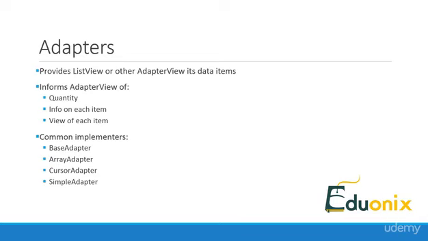Some popular classes that implement the adapter class are the base adapter, a common base class that can be used for creating custom adapters for list views, grid views, and spinners. The array adapter, a derivation of the base adapter that is backed by an array of objects. A cursor adapter, another derivation of the base adapter that exposes data from a cursor component, which is an interface that provides access to results from database queries. And the simple adapter, another derivation of the base adapter that maps static data to views defined via XML.